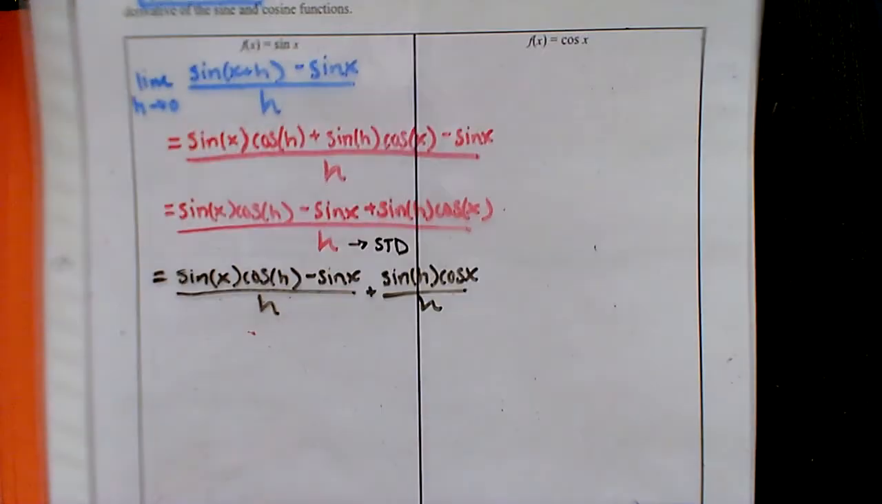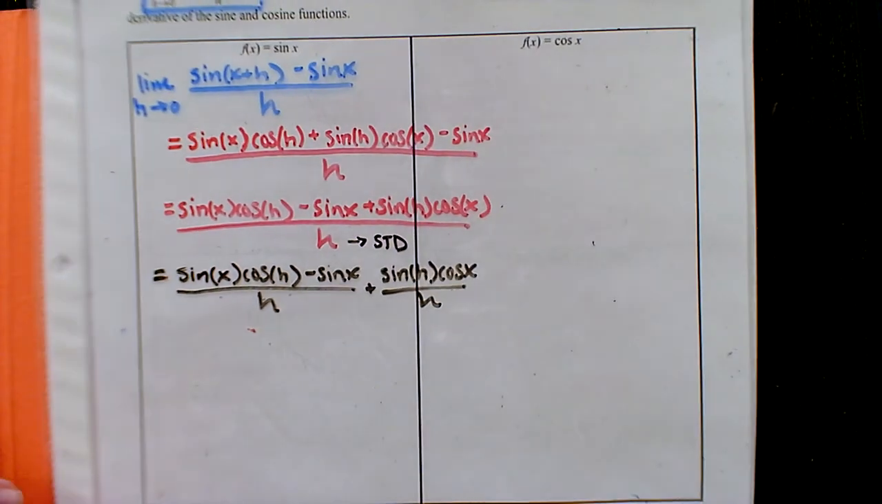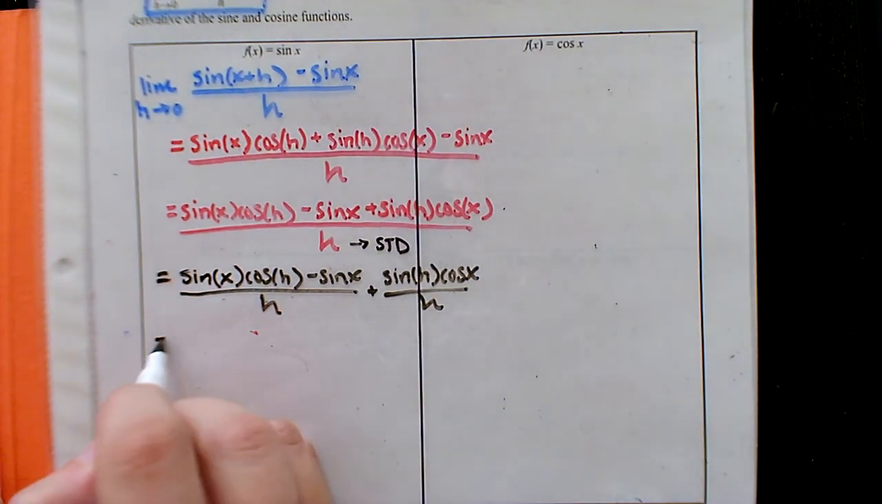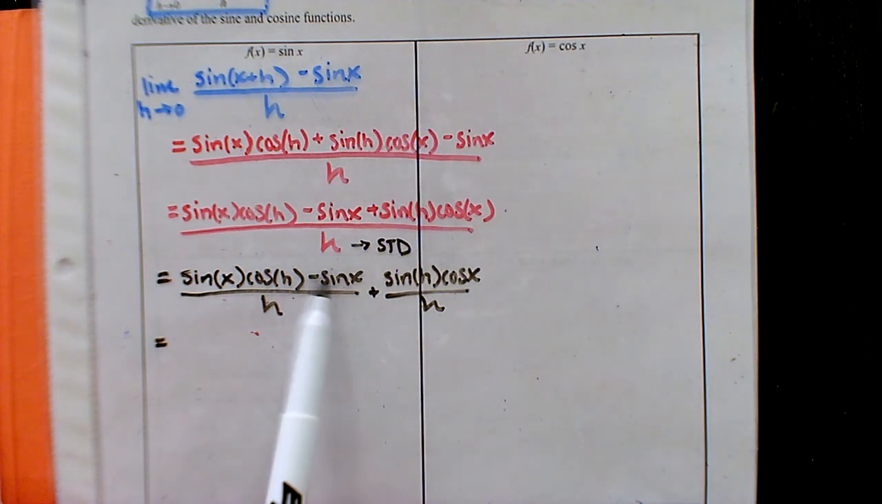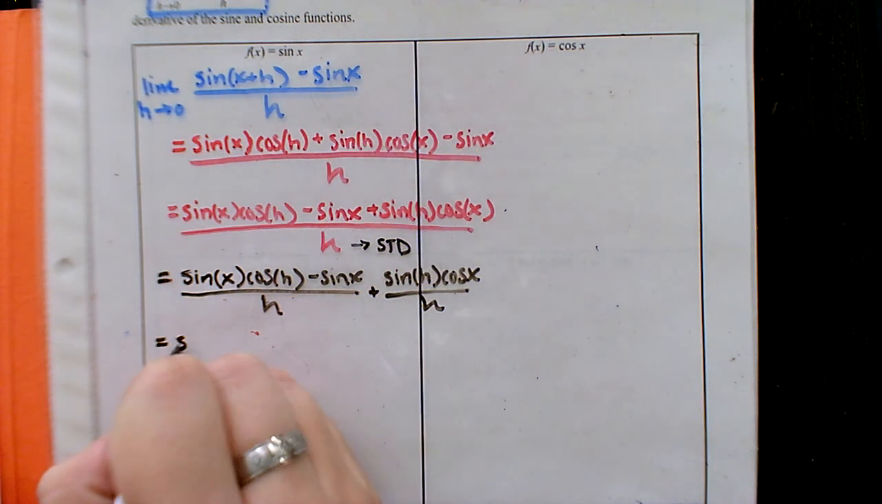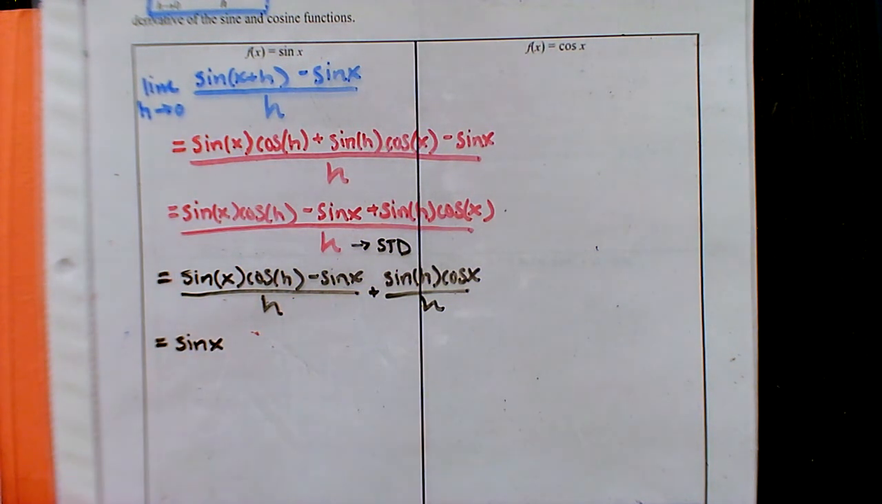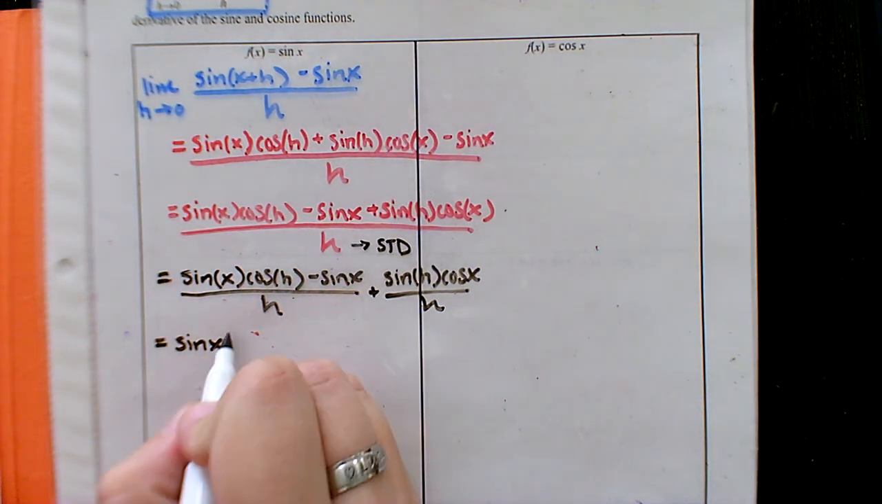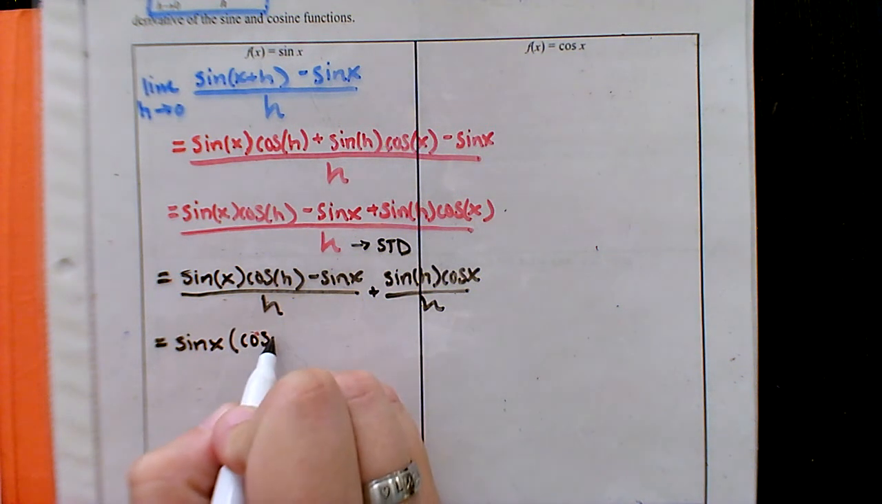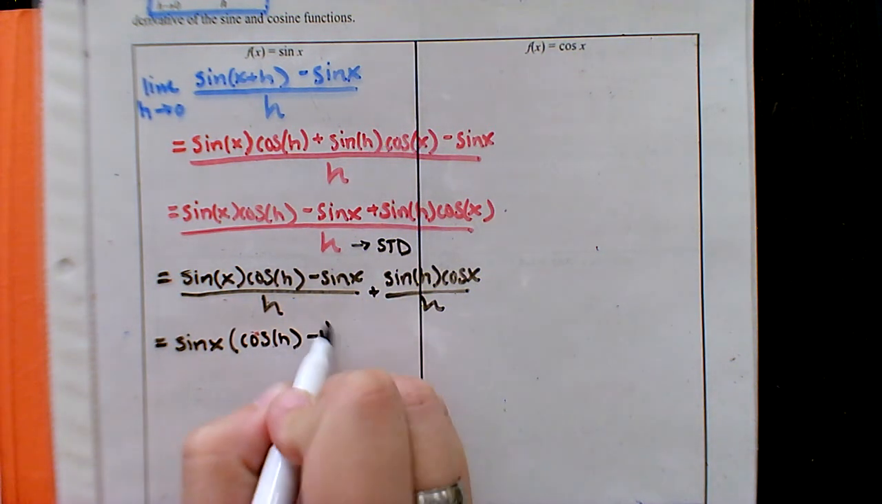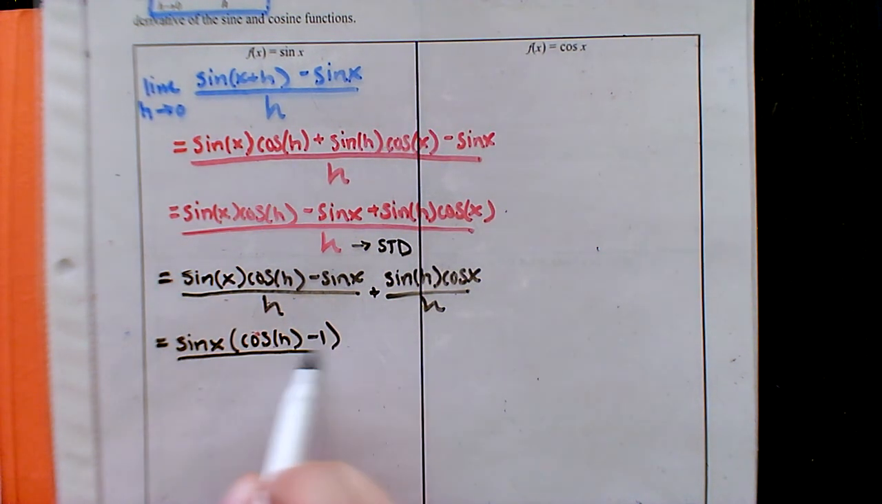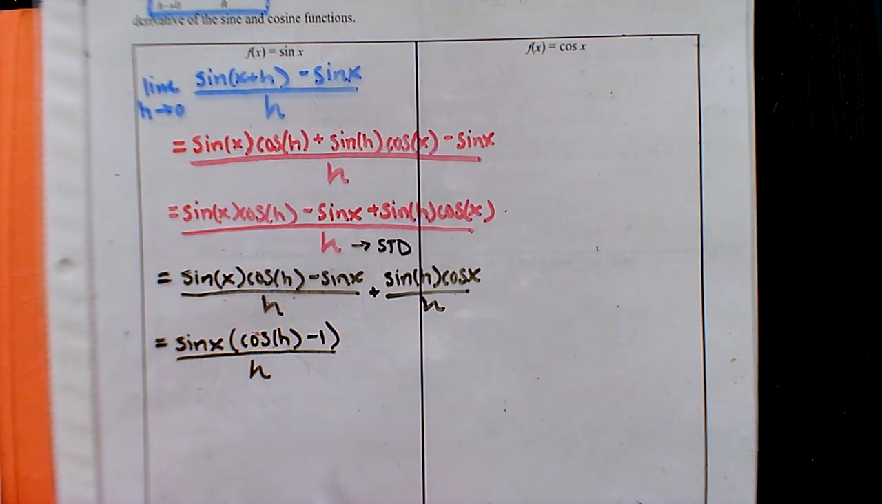All right. Let's go ahead and just take a look at the first fraction that we have here. Do you notice how both terms up top have a sine x in common? Can't we factor that out? Okay, so we have a sine x, and then we would have cosine of H minus 1 all over H.